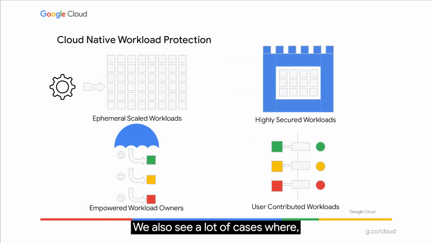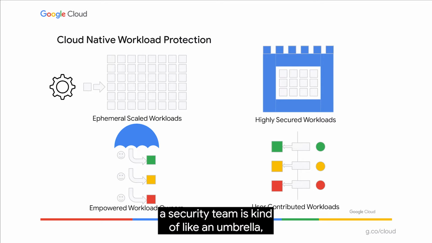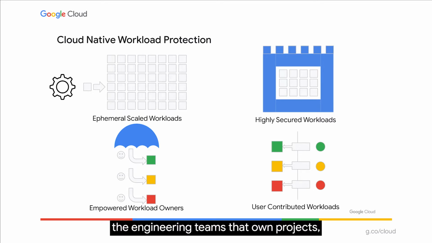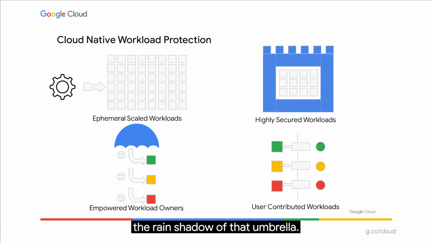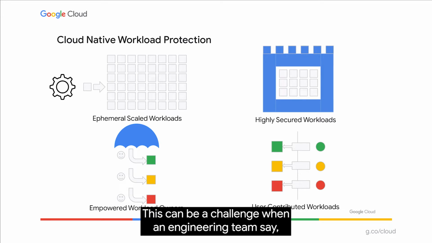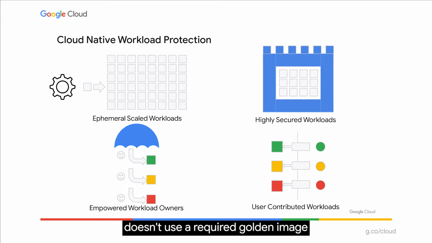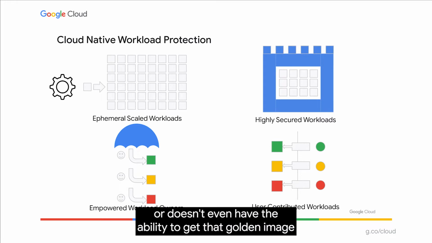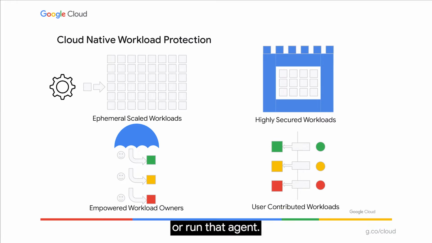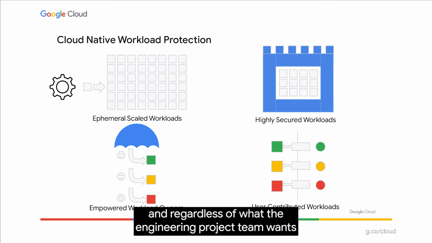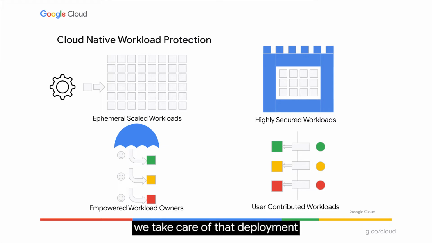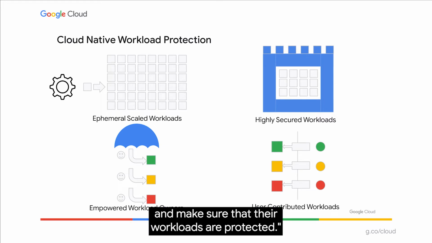We also see a lot of cases where a security team is kind of like an umbrella, but the teams underneath, the engineering teams that own projects, operate pretty independently. And sometimes they run outside the rain shadow of that umbrella. This can be a challenge when an engineering team, say, doesn't use a required golden image or doesn't want to run an agent or doesn't even have the ability to get that golden image or run that agent. In this case, we've built VMTD to be enabled at the org level with declarative configuration where a security team can say, apply this to all these projects. And regardless of what the engineering project team wants or doesn't want to do, we take care of that deployment and make sure that their workloads are protected.